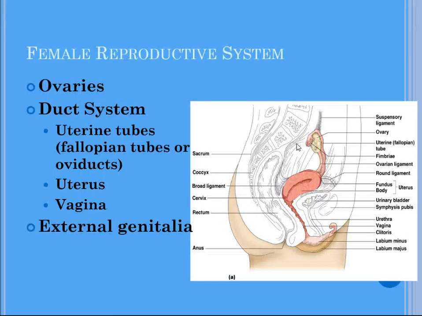So, there's that. Our reproductive system is the ovaries, the duct system, because again, we've got to get the egg from the ovaries into the fallopian tubes, then into the uterus, and so that's important.